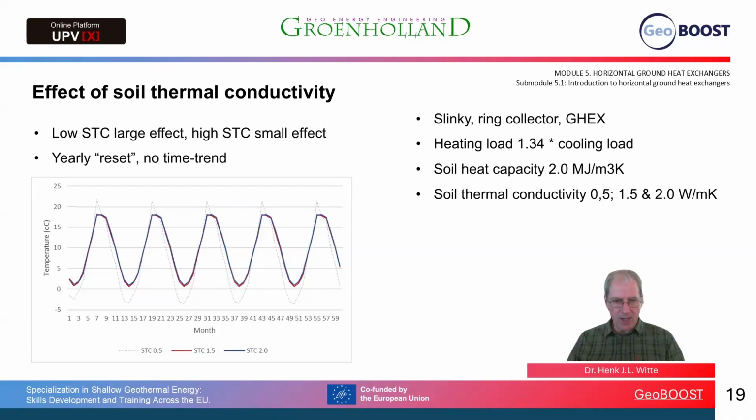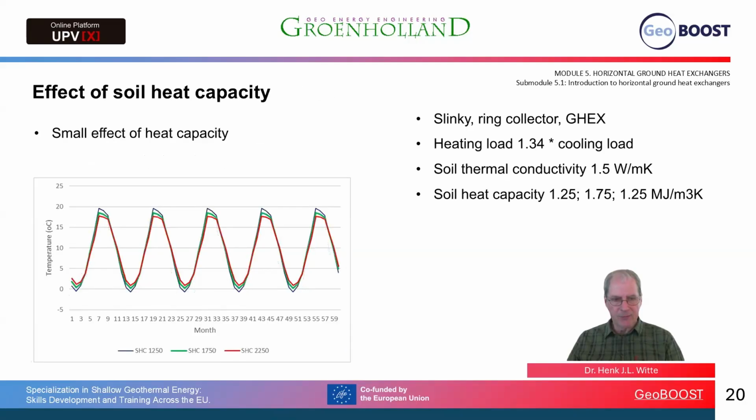If we take a look at the difference between the average soil thermal conductivity of 1.5 and a high soil thermal conductivity of 2, we can see that the effects are much smaller. So basically, the conclusion is that a low soil thermal conductivity has a high effect, but a higher soil thermal conductivity has a smaller effect on the design temperatures.